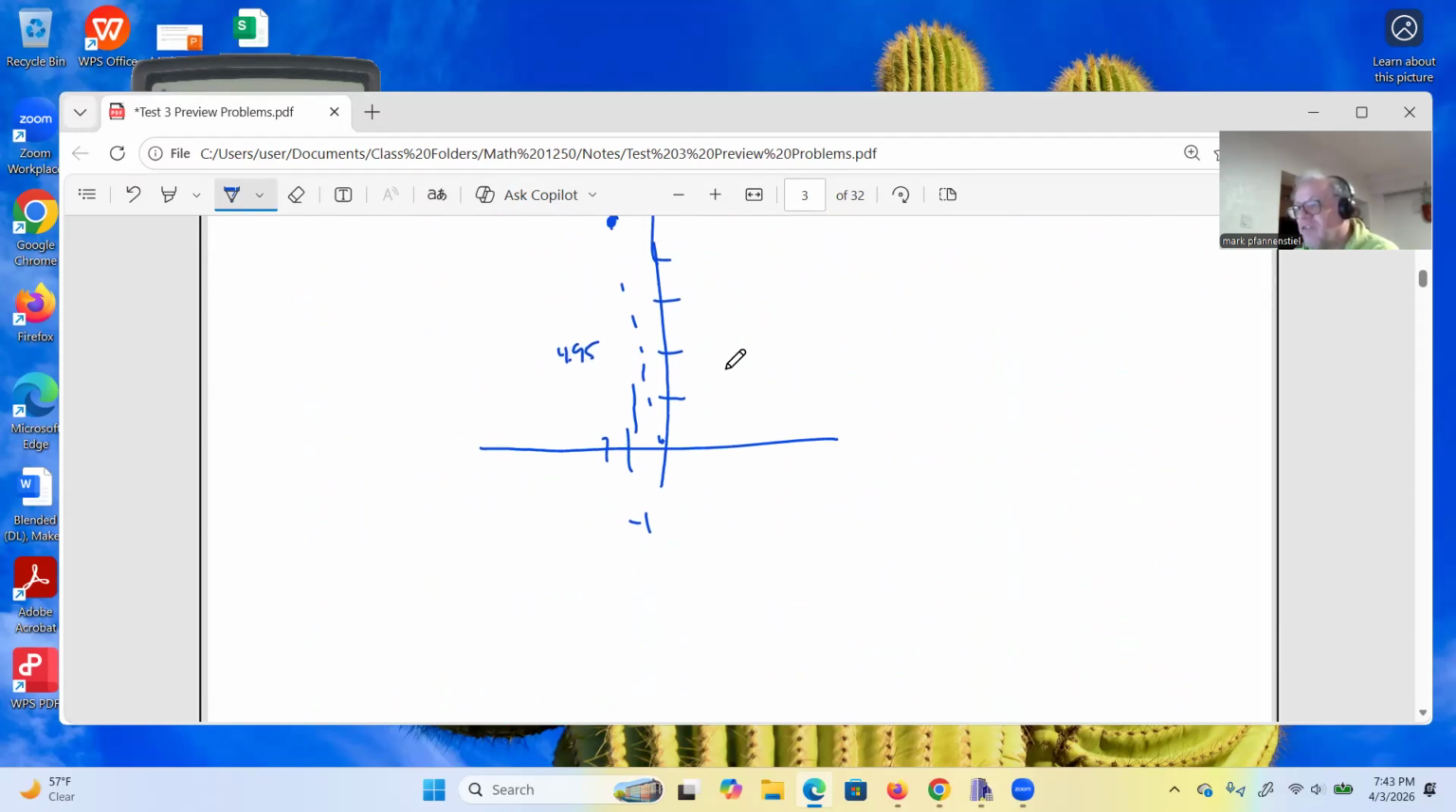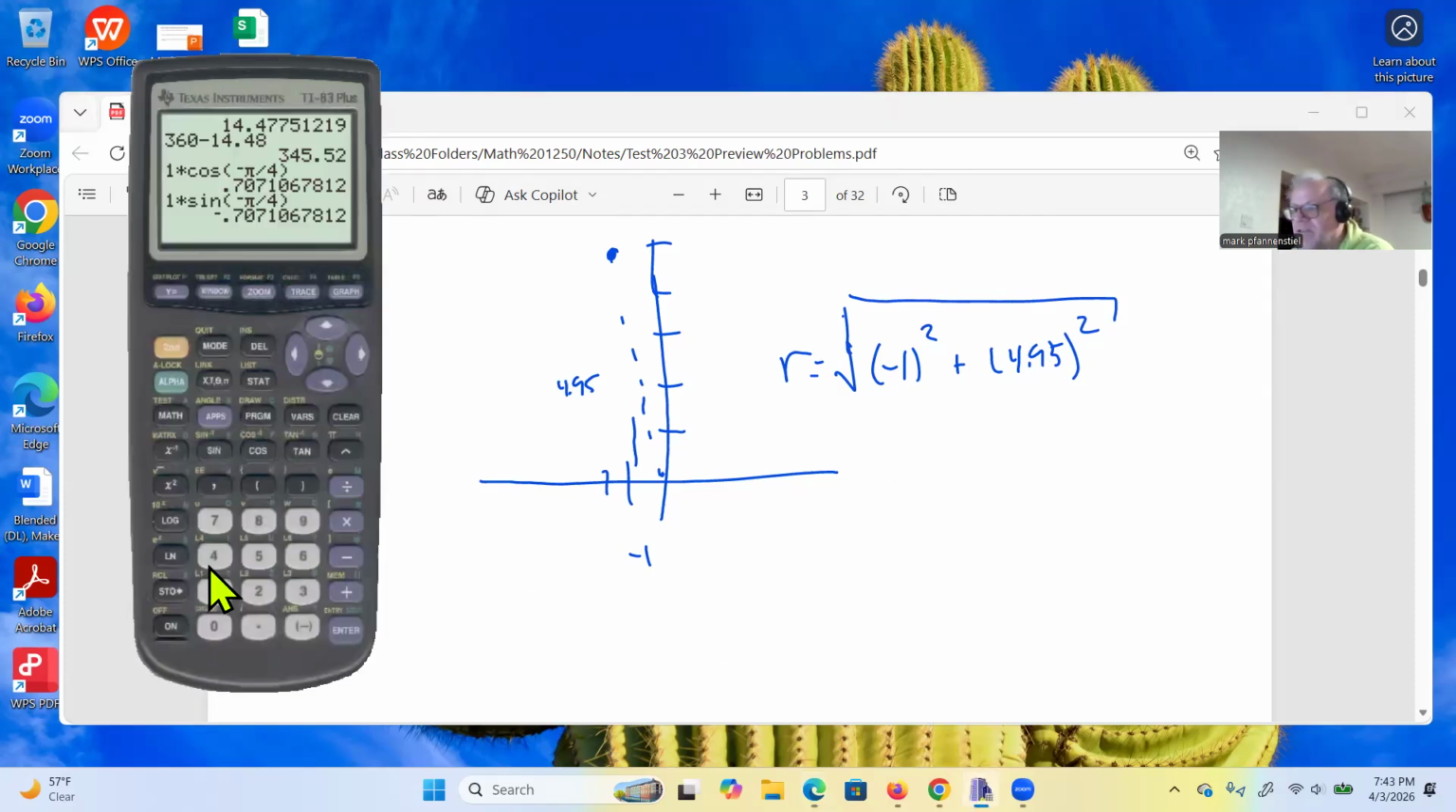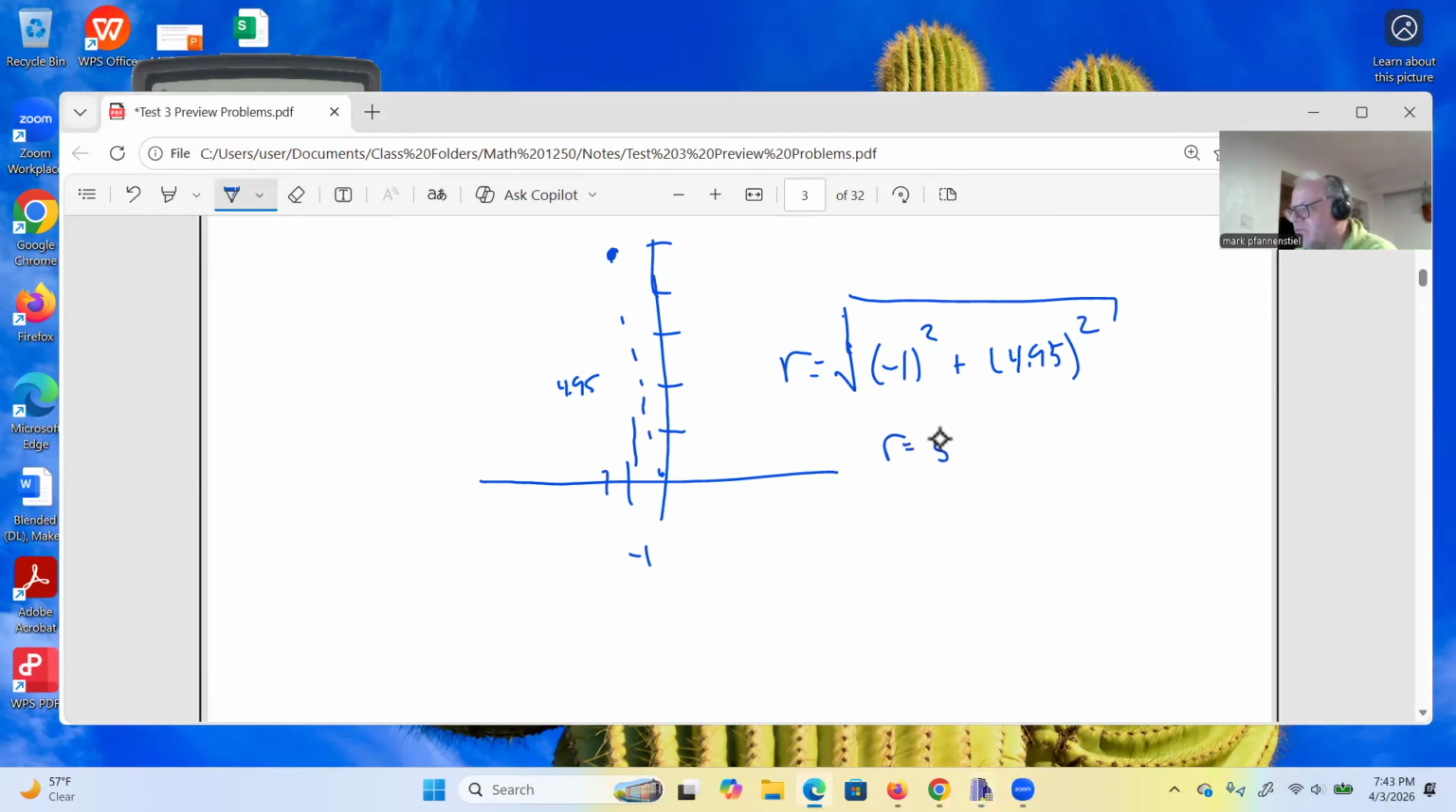So from the two sides of the triangle, can we figure out the hypotenuse? I'm like, oh, sure we can. R is just going to be equal to negative 1 squared plus 4.95 squared, and then take the square root of these things. Okay, so we can go ahead and figure this out. So we're going to clear. So we have 1 squared is 1, plus 4.95 squared equals 25.5025, and then we're going to take the square root of that sum. So second function square root, second function answer. Okay, and we end up with an answer of R is equal to 5.05. It's almost like somebody planned that, you think?